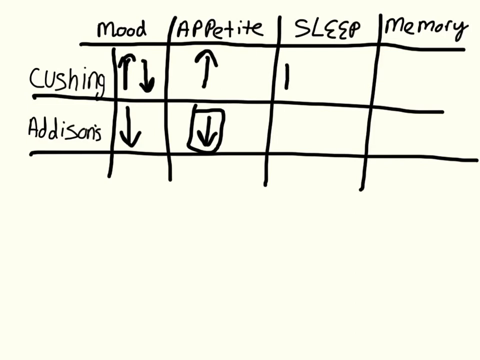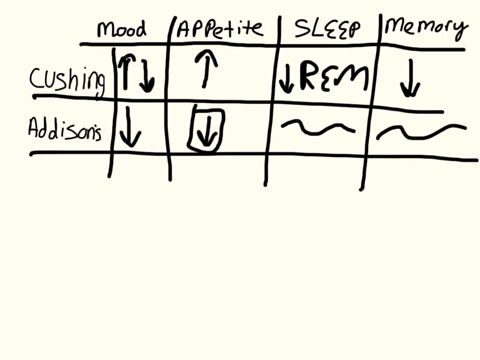With Cushing's, you get depression of REM sleep. I couldn't find anything specifically on Addison's with sleep. And with Cushing's, you're going to get impaired hippocampal memory formation. And it can actually cause hippocampal atrophy after a long term. With Addison's, again, I didn't find anything on memory formation.